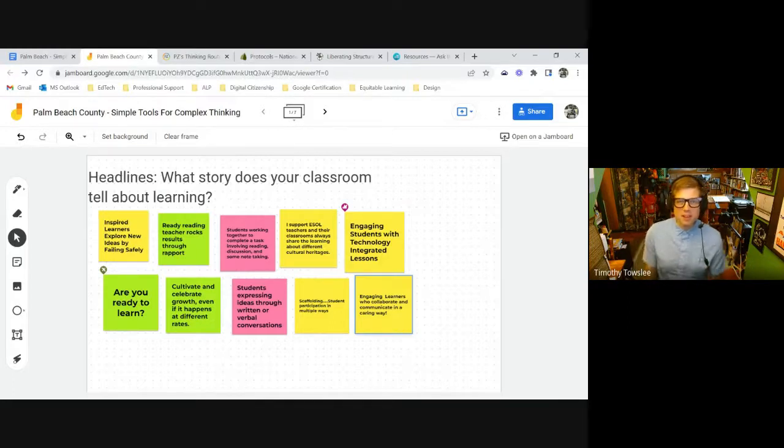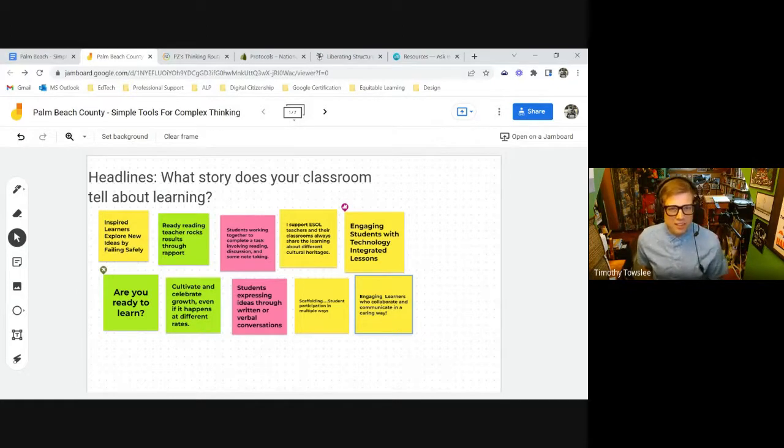Okay, we see a pretty wide range of things, but some key words that I'm noticing here are exploring. I like the word rapport. I think that's really, really important in the classroom for lots and lots of reasons. Learning about different cultural heritages is really important in building community, which I think is the number one way to engage learners about complex thinking.